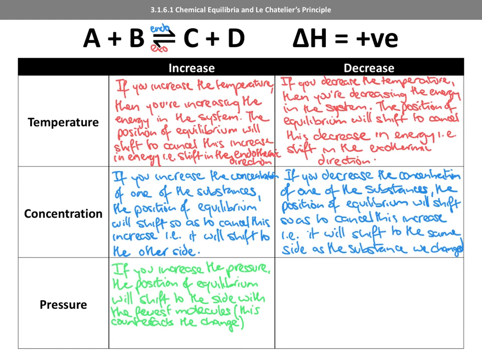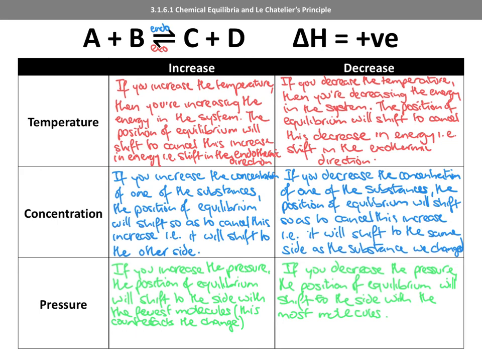Similarly, if we decrease the pressure, then to cancel that, we need to have more particles colliding with the walls of the container. So we will shift to the side with the most molecules. Now, it doesn't follow that there is always a side of the equation with greater or fewer molecules. If you look at our reaction example, A plus B goes to C plus D, if we count the stoichiometric moles, on the left it's 2, and on the right it's 2. So changing the pressure would have no effect on the position of equilibrium for our example reaction, because there isn't a side with more or fewer molecules. So just bear that in mind, please.